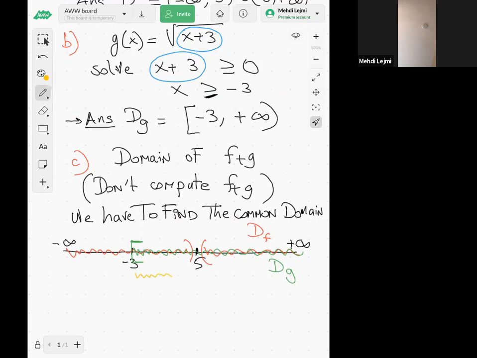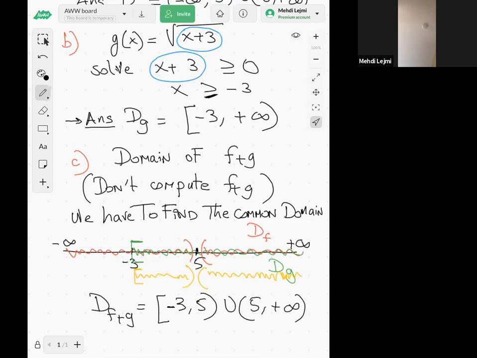It starts at negative 3. Negative 3 is included because negative 3 belongs to the domain of f and also to the domain of g. Then we have to exclude 5 because 5 is not in the domain of f, so it's not common to f and g. And then all the way to positive infinity. So your answer, the domain of f plus g, is the common domain: negative 3 included to 5 excluded, union with 5 excluded to positive infinity. So this is our common domain.